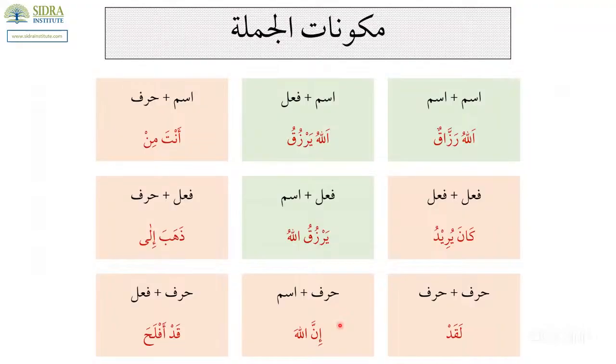And that is the combination of a noun and a noun, a noun and a verb, and a verb and a noun. So, Allahu Razzaqun, Allahu Yarzuqu, and Yarzuqullahu. So those 3 combinations are valid. Any combination besides these 3 will be deemed not invalid, but it won't be enough to be considered as a complete sentence.